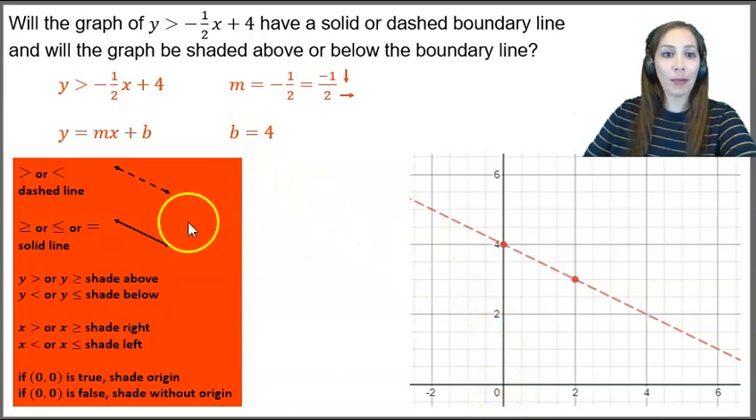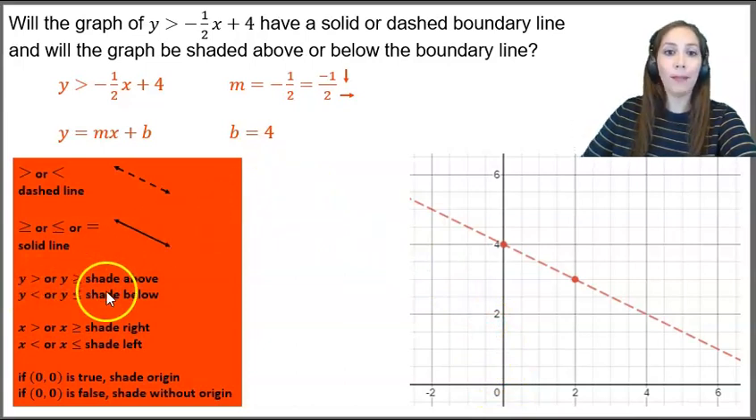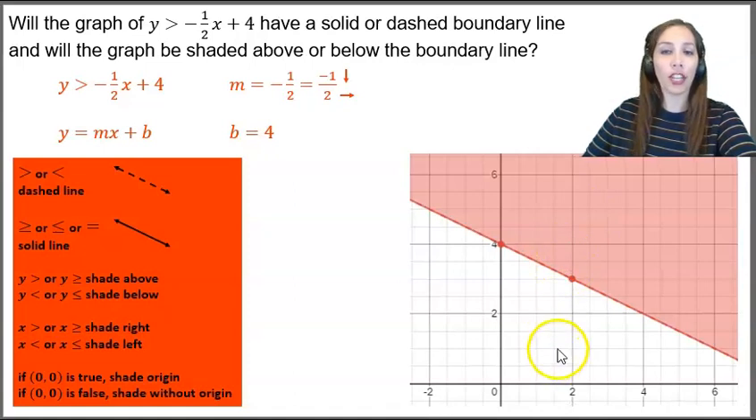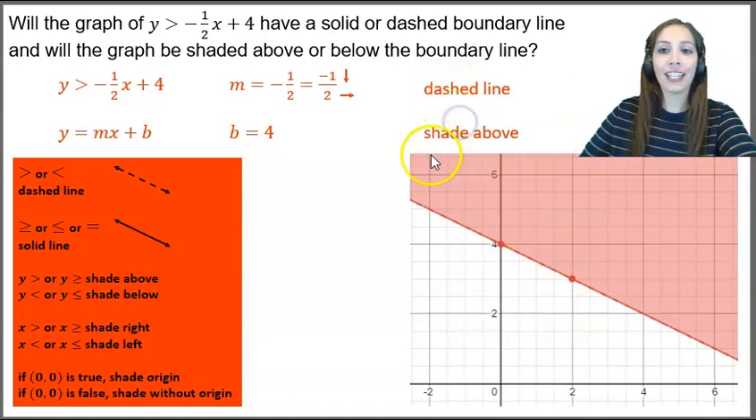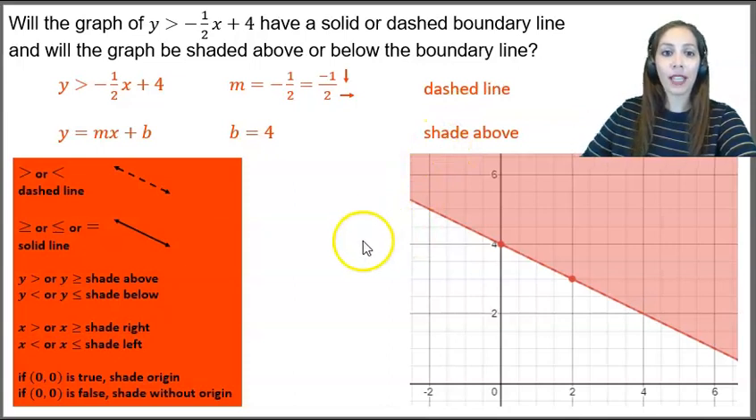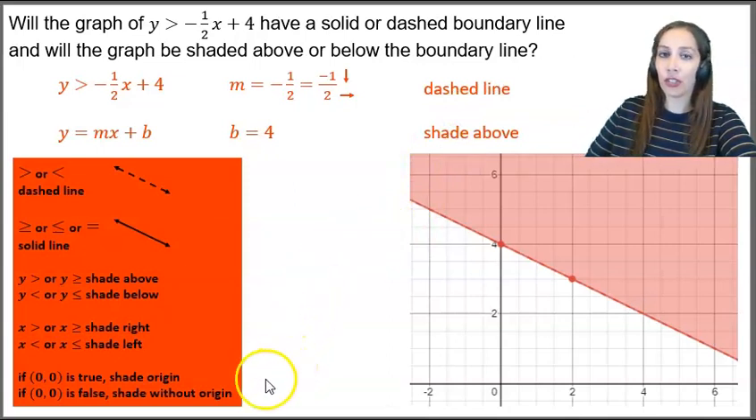So on this problem right here, we do have it in y greater than form, meaning we are going to shade above. So that means this top part here is what we will shade. So we have figured out that we are going to do a dashed line and we are going to shade it above. Another thing that Chloe introduced us to was using the origin in your inequality to see which side to shade.